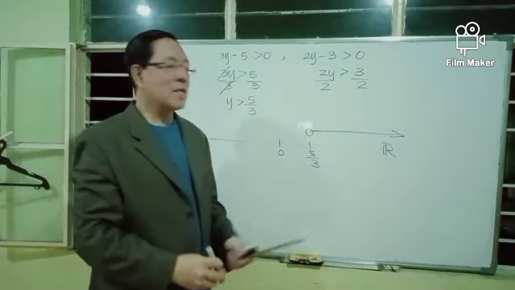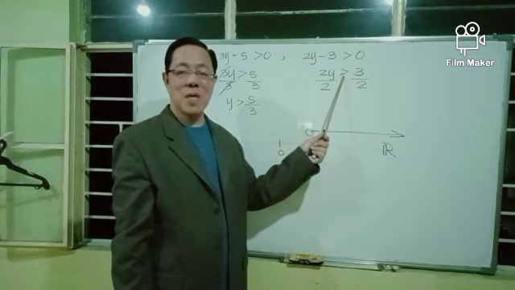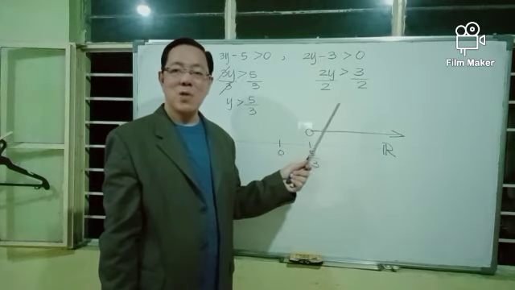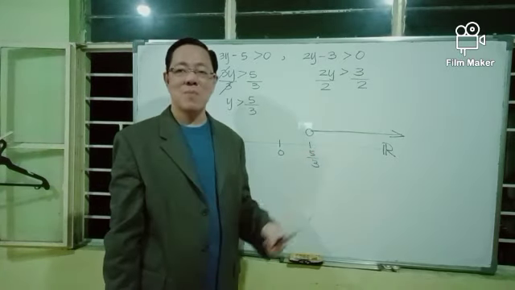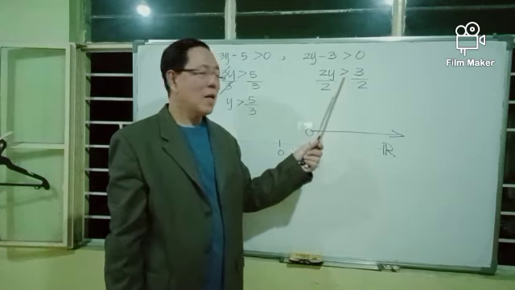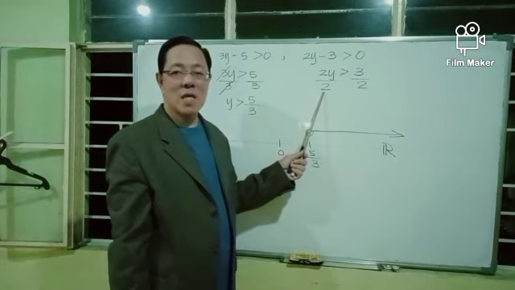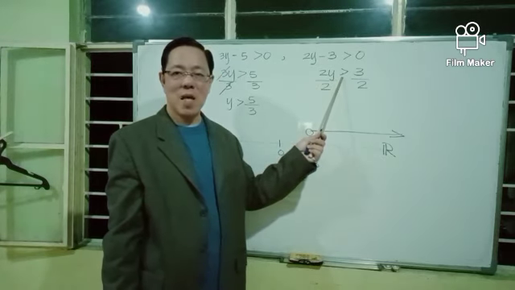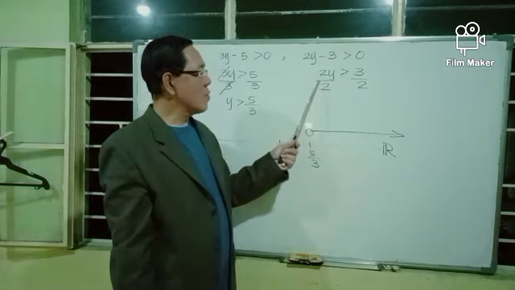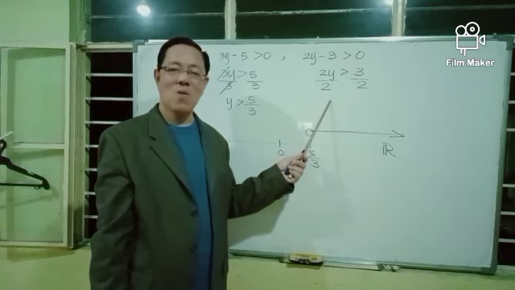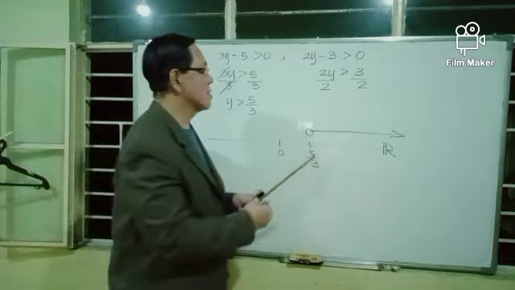And the inequality sign remains the same, greater than, because we divided both sides by a positive number. If you divide both sides of an inequality by a negative number, the inequality sign would be reversed. But here we divided both sides by a positive number, thus the inequality sign remains the same, greater than. And 2 over 2 is equal to 1, so we simply cancel out 2 over 2 from the left hand side.